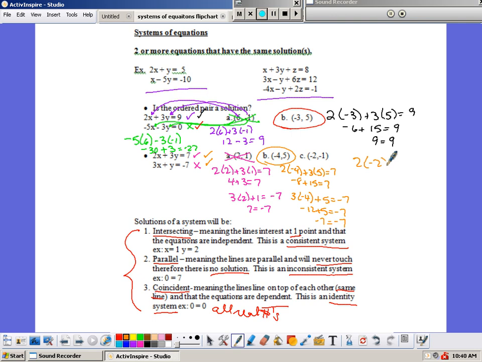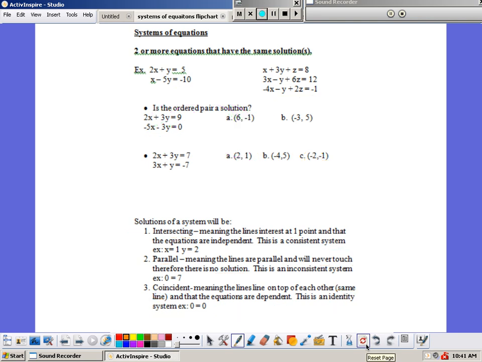Two times negative 2 plus 3 times negative 1 is 7. Negative 4 plus negative 3 is negative 7, not 7. X for that one, so no for that one. So B is the only solution. But remember, you can have one solution, no solutions, or many solutions, depending upon if they cross once, intersecting, and they're conditional or consistent, or if they're parallel and they're inconsistent, or they coincide and they are the identity, where the identity makes it so that it's all real numbers.